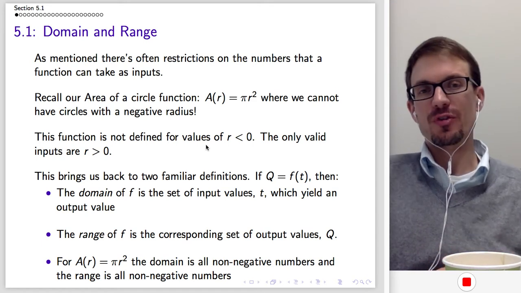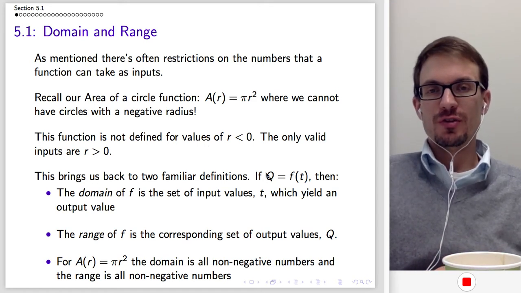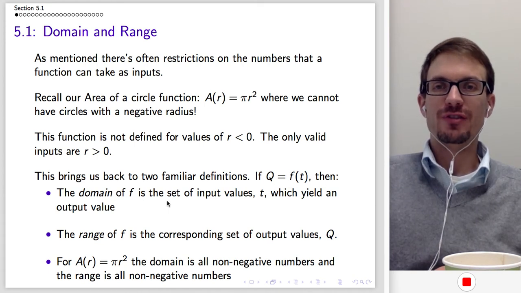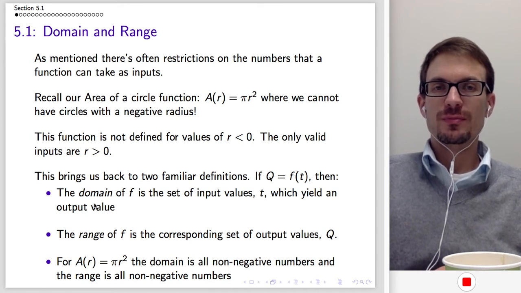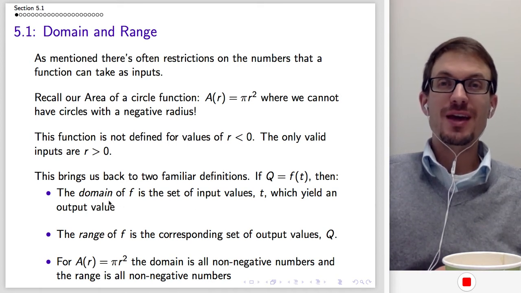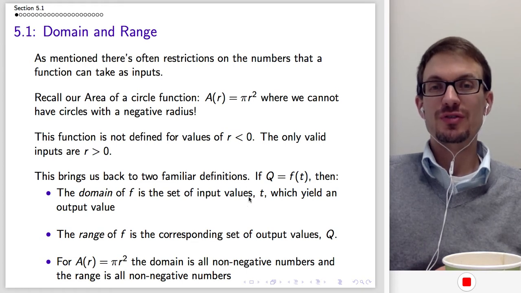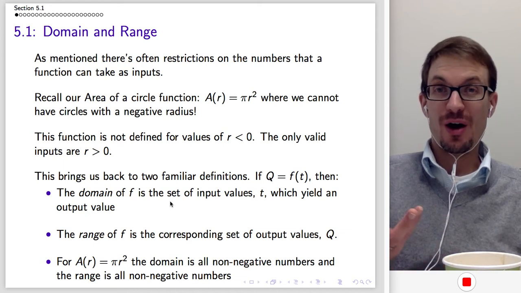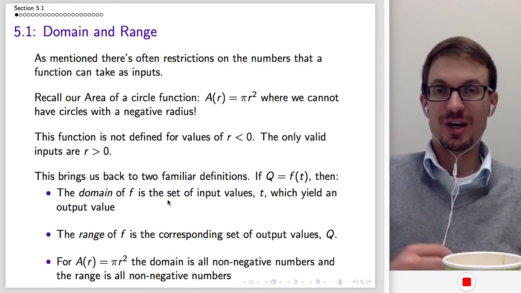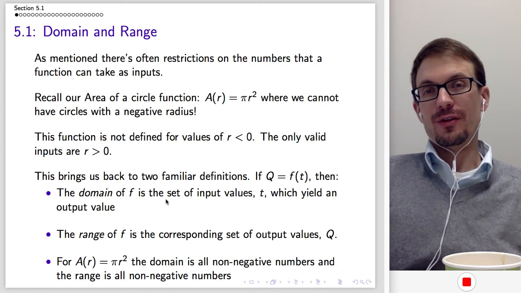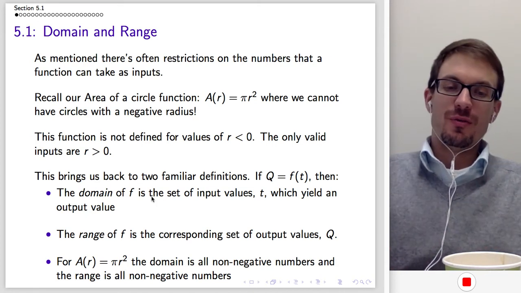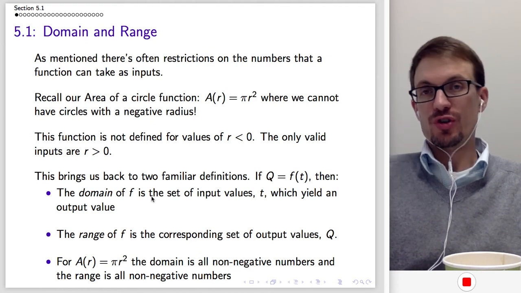Okay, so this brings us back to some definitions. Suppose we have some q equal to f of t, then the domain of f is the set of all input values t that yield an output value. What does that mean? Well, the domain is the set of all input values t that yield an output value. They're the set of all inputs that we allow to enter this function to return some type of output. The function can be undefined for values outside of the domain, either algebraically or just practically.